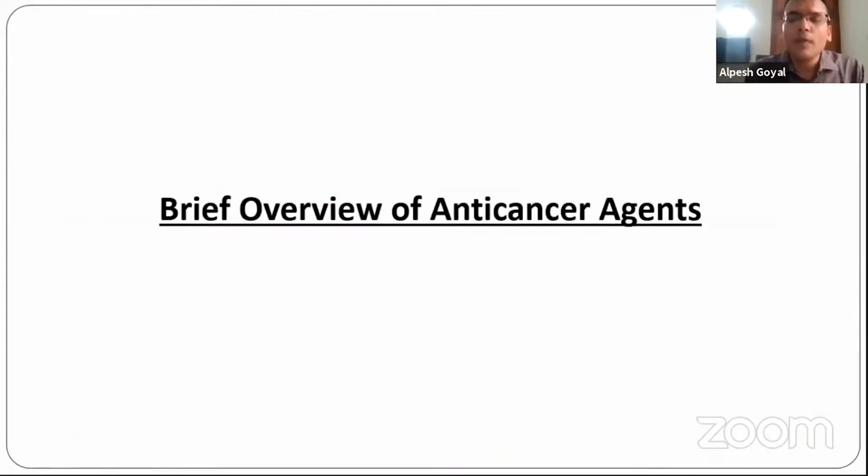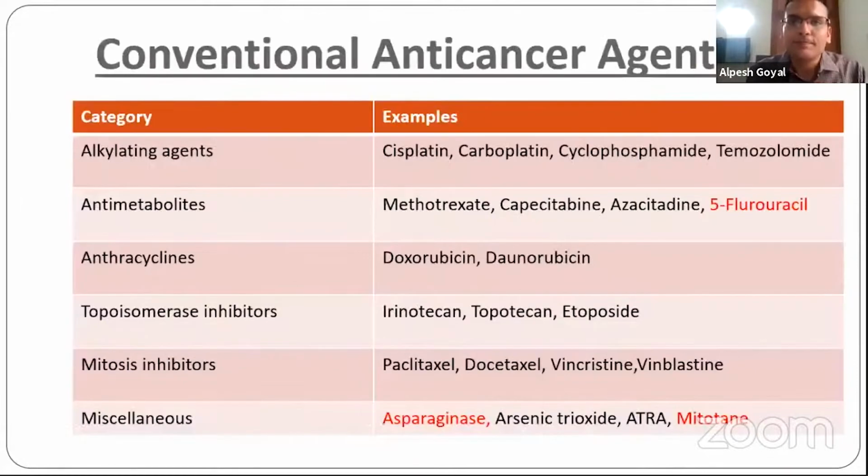So before I move to individual agents, I think it will be a good opportunity to briefly refresh various anti-cancer agents because they have been updated in the past few decades. We all know conventional anti-cancer agents work by inhibiting the growth of rapidly dividing cells, including cancer cells. Amongst these, agents such as 5-fluorouracil, asparaginase, and mitotane are known to cause alteration in thyroid binding globulin levels. However, they are not known to cause any clinically significant thyroid dysfunction.